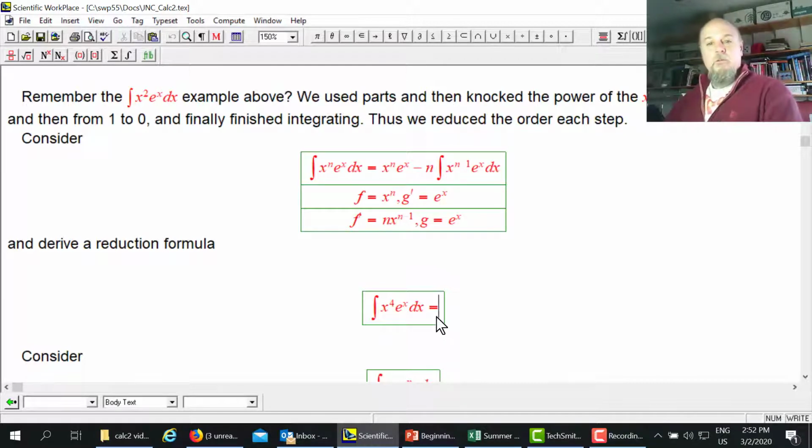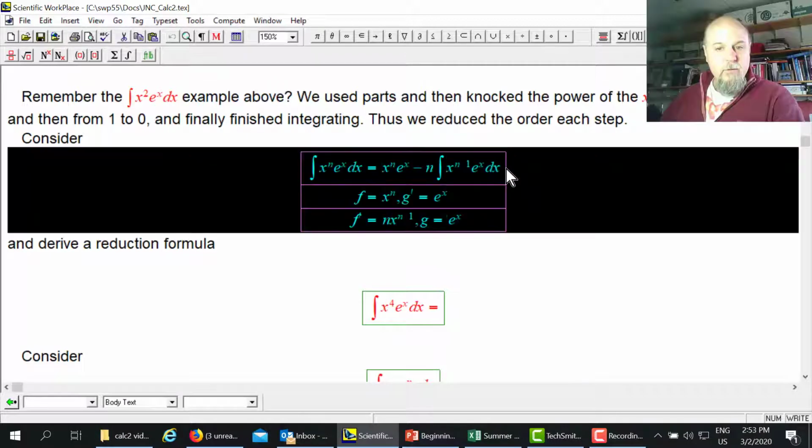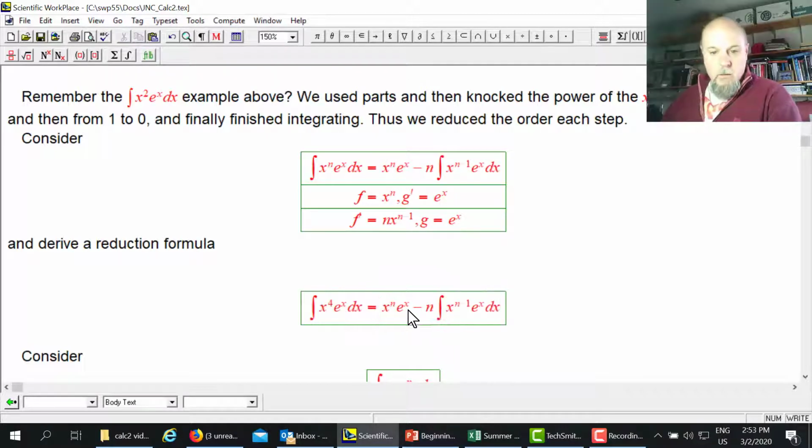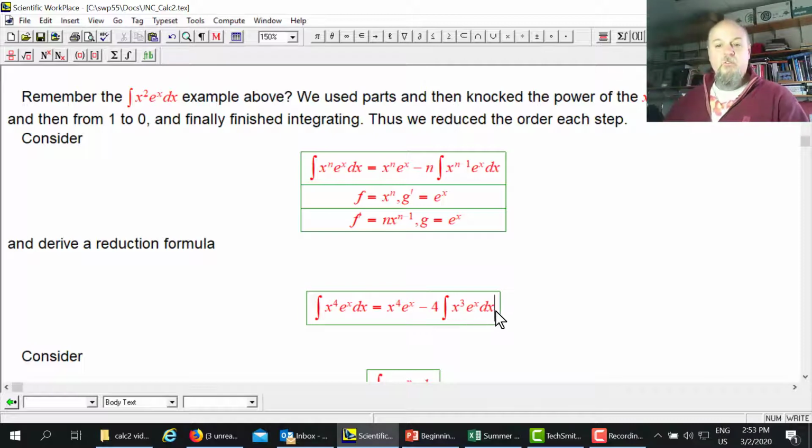So the first step, n is equal to 4. So I'm just writing down my reduction formula here, but n is equal to 4. So that makes this 4 to the n, 4 minus 1 is 3. There. So integration by parts is built into that reduction formula. Now I need to do this integration.